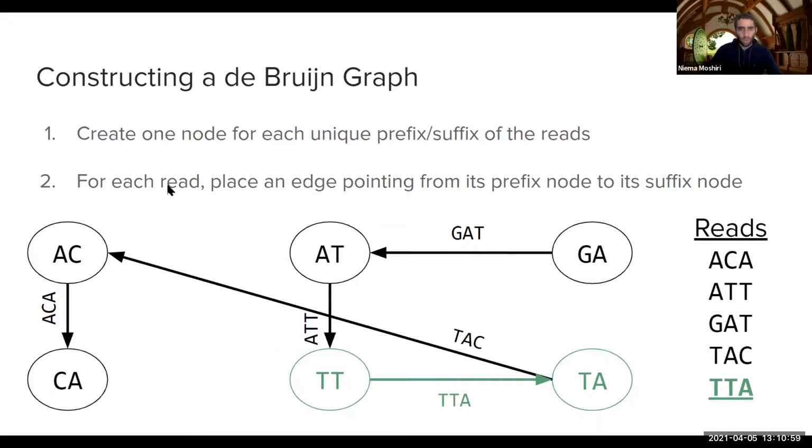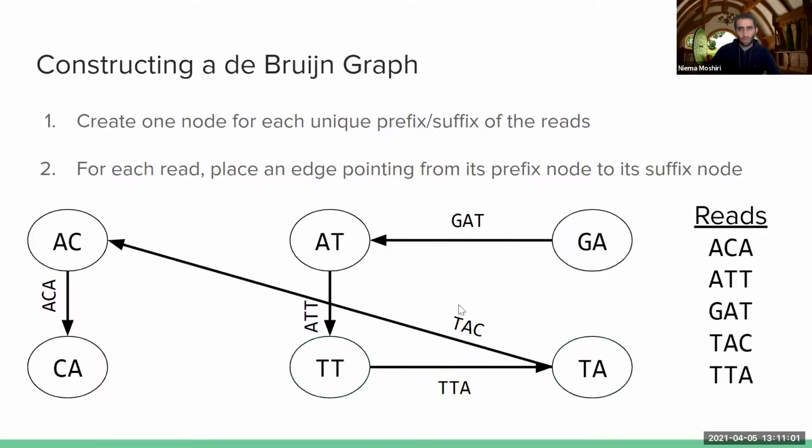Okay, so this network is what we call a De Bruijn graph. Now the question is, why did I even build this? How does this help me reconstruct the genome sequence of this unknown organism? Well, it turns out that we can find what's called an Eulerian path.